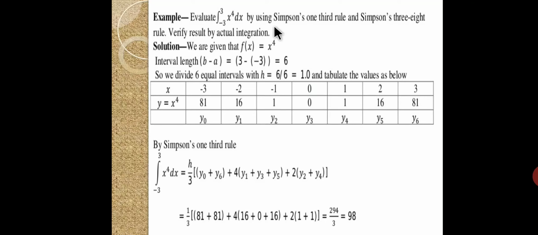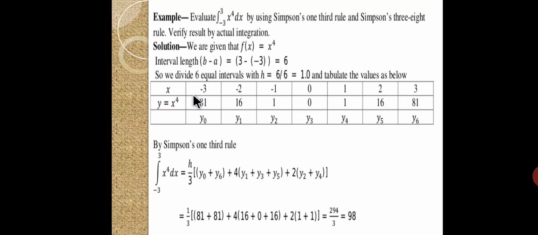Another problem: evaluate the integral from minus 3 to 3 of x power 4 dx by using Simpson's 1/3 rule and Simpson's 3/8 rule, and verify the result by actual integration. Here the given function f of x is equal to x power 4 and the range of the integral is minus 3 to 3. Interval length is 3 minus of minus 3, that is equal to 6. So we divide into 6 equal intervals with h equal to 6 by 6, that is equal to 1, and tabulate the values below.